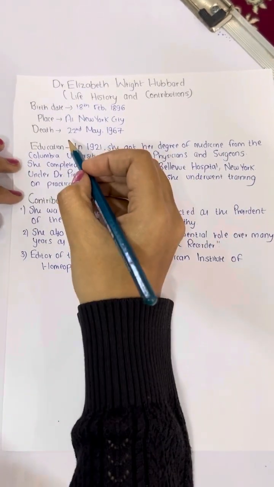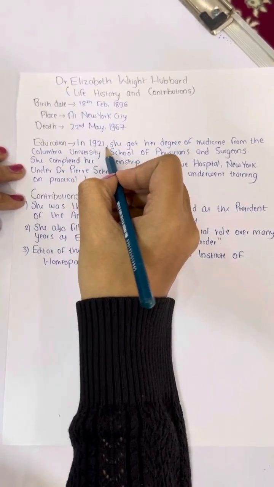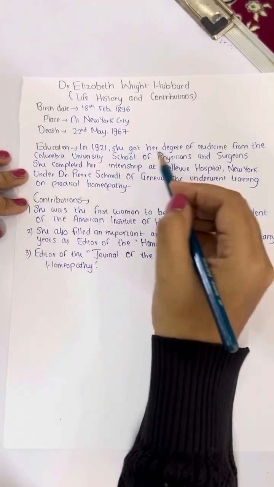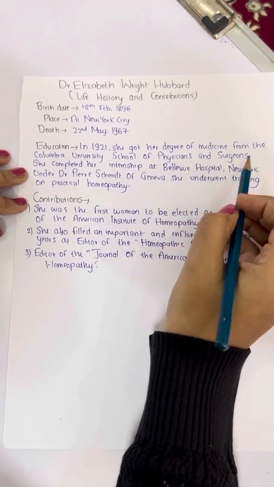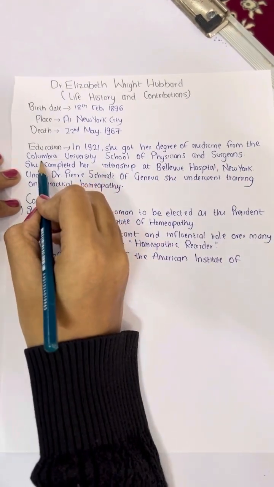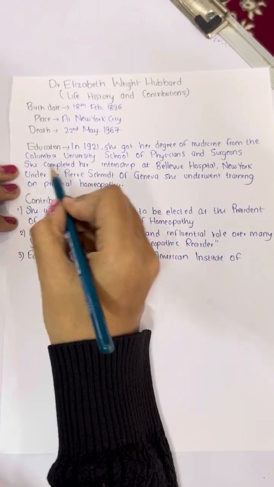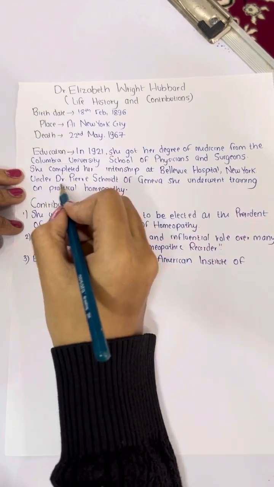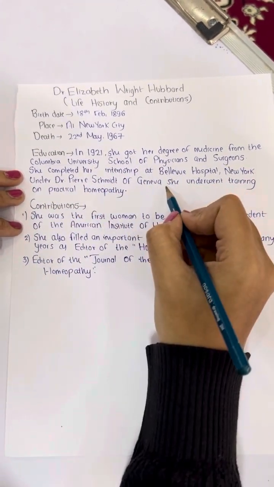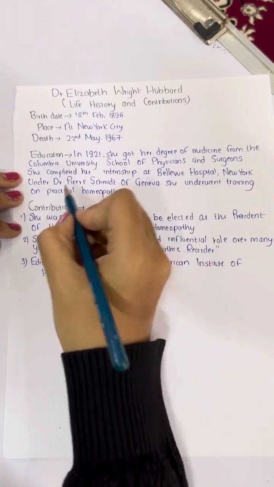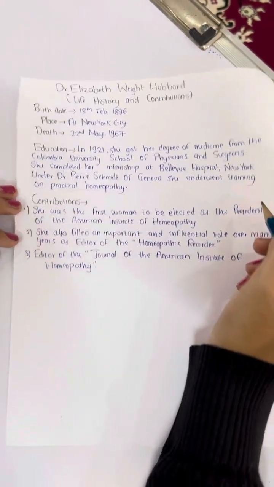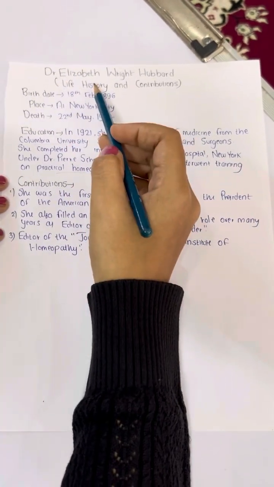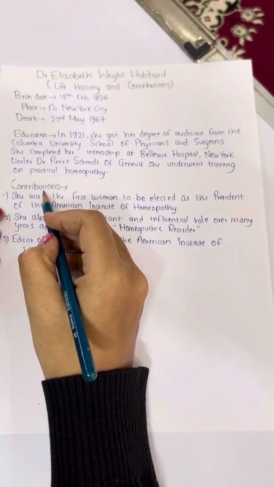So what was her education? In 1921, she got her degree of medicine from the Columbia University School of Physicians and Surgeons. She got her education from Columbia University. She completed her internship at Bellevue Hospital, New York, under Dr. Pierre Schmidt of Geneva. She underwent training on practical homeopathy. Now, this was about the educational background of Dr. Elizabeth Wright.